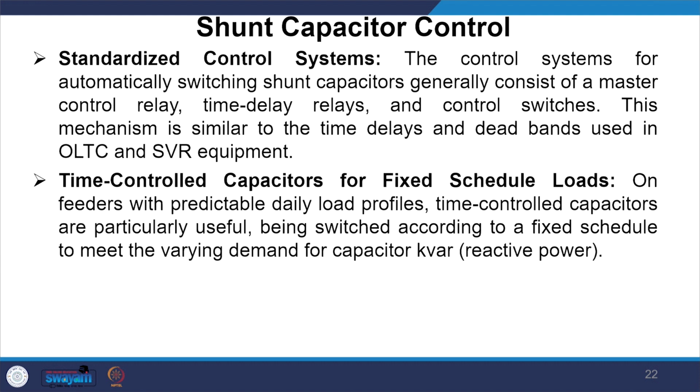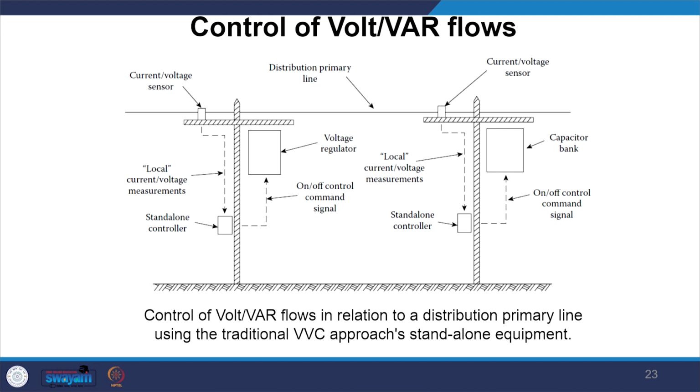On feeders with predictable daily load profiles, time-controlled capacitors are particularly useful, being switched according to a fixed schedule to match the varying demand for capacitor kVAR, reactive power. And finally, moving to the control of volt-var flows in relation to a distribution primary line using a traditional VVC approach with standalone equipment. The setup, you can have a look, and this is my distribution primary line.